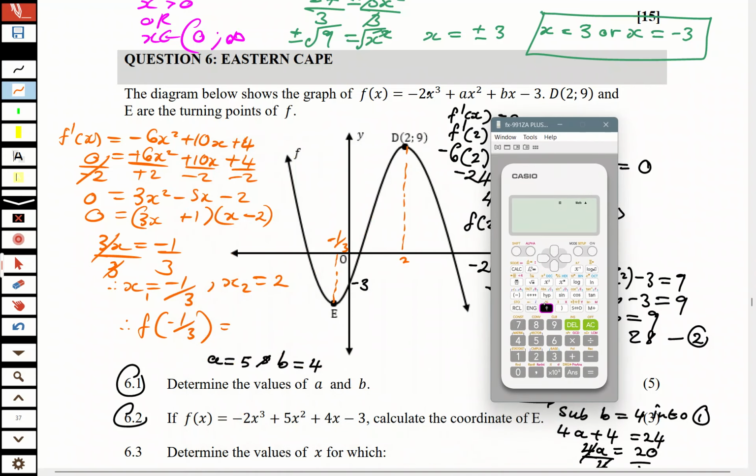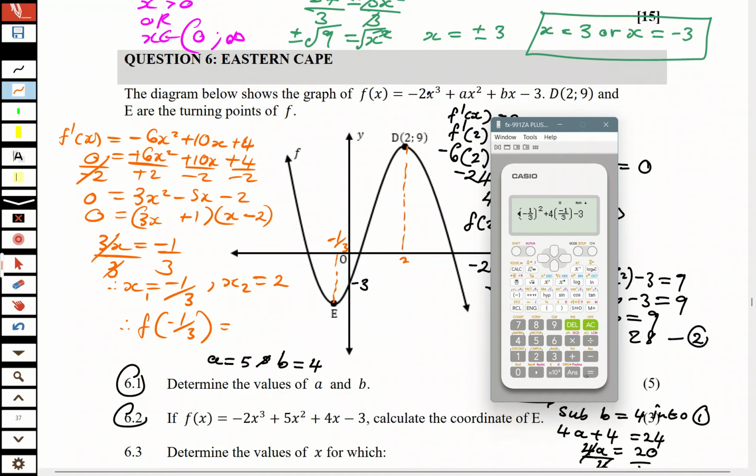So we're going to say, what do I need the fraction for? Oh yeah, I need the fraction. Remember, this is 2 into -1 all over 3, and then the cubed. And then you have the +5, -1 into 3, and then 2 squared. And then you have a +4 into -1 all over 3. And then I think you have a -3.